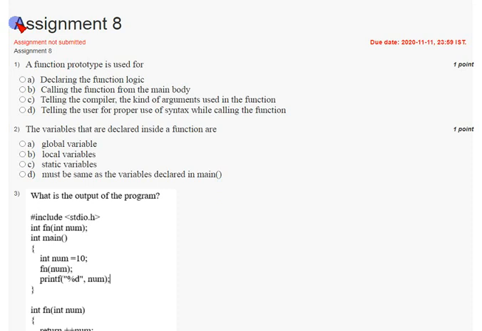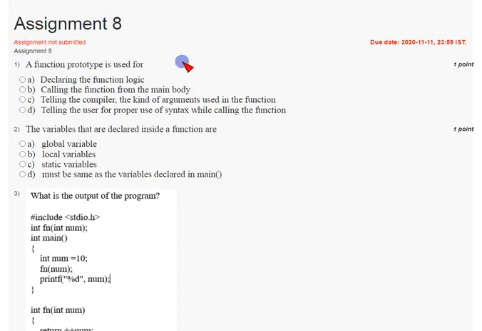And in this video, this is assignment 8 of week 8, the Problem Solving through Programming in C assignment. Friends, I hope these are 100% correct answers. I have done it to the fullest of my mind. So coming to the first question, a function prototype is used for.